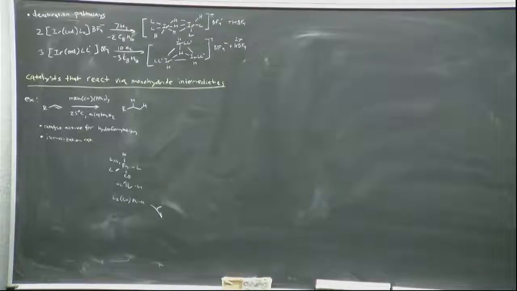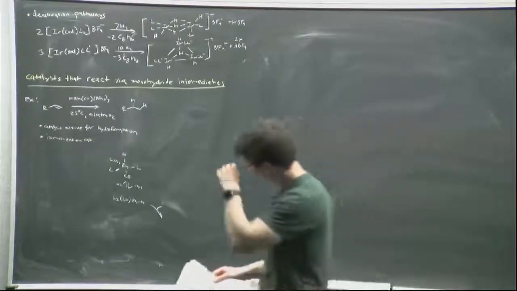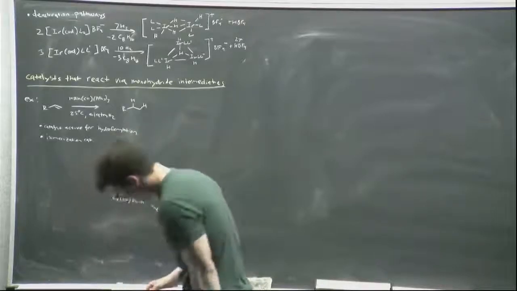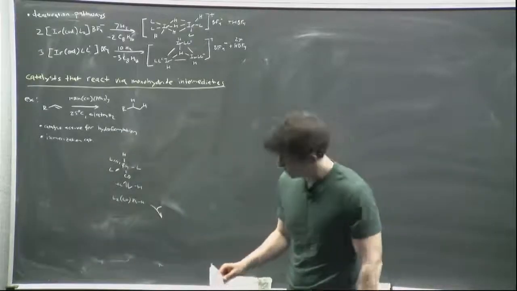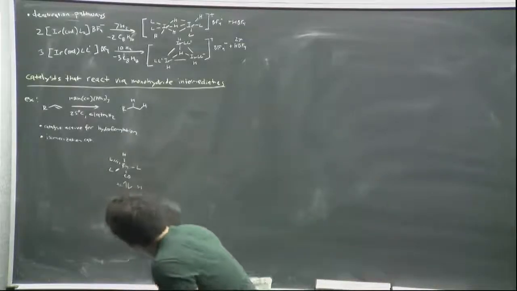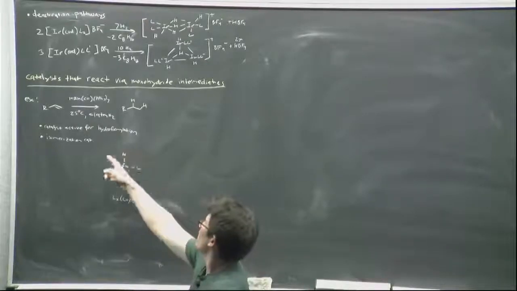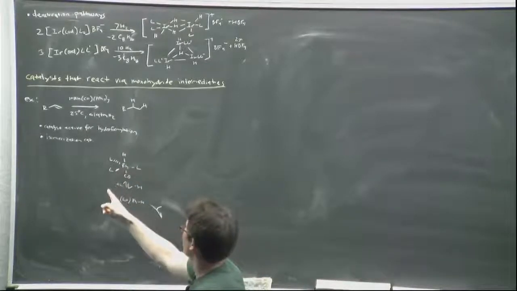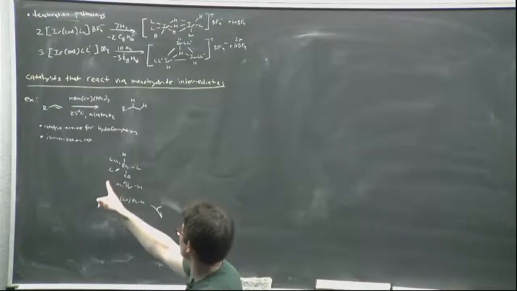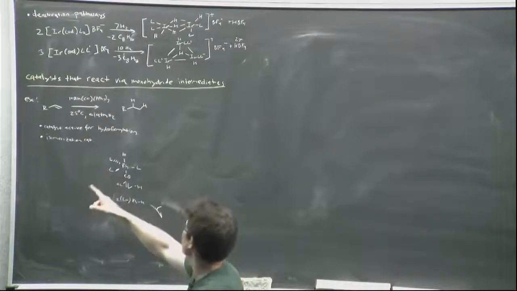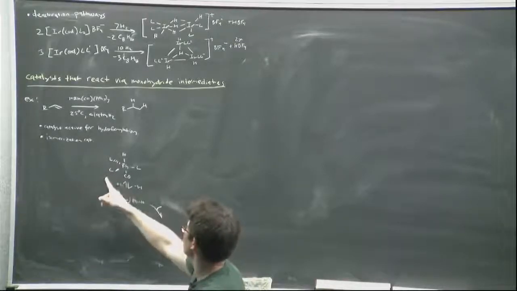Okay, let's consider mechanistically what's going on here. So, Shuang, can you help us with this? So here's our pre-catalyst. I got you started by dissociating a phosphine ligand, which empirically they find is most likely the operative pathway.